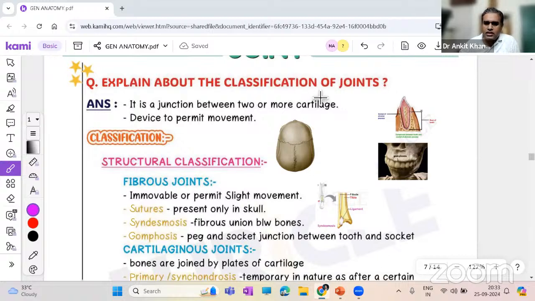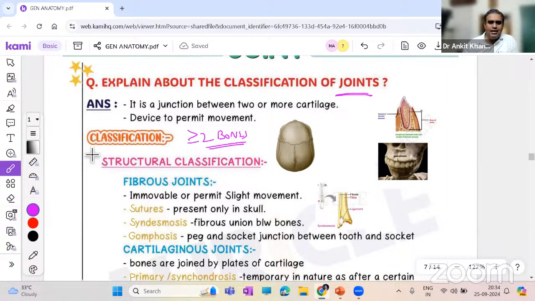How are you going to classify the joints? Joints, we all know, are where two or more bones are aligned to each other. Normally there are two bones, but at places there can be more than two bones, like the wrist and the knee joint. These areas have more than two bones, but they are joints only.